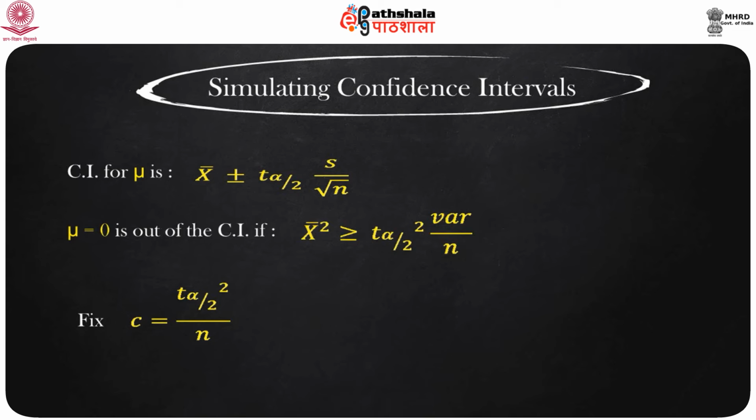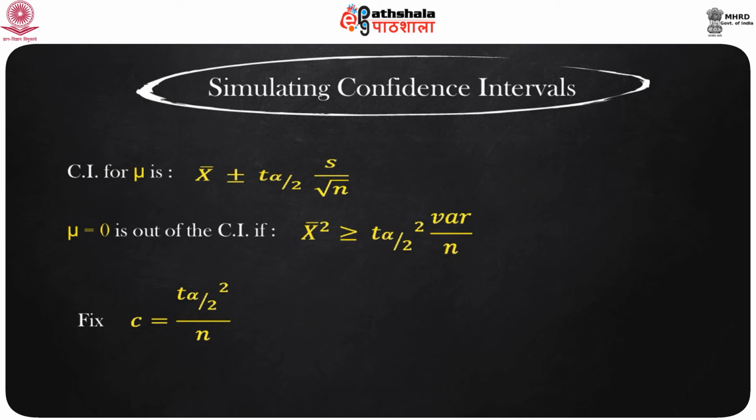Now, since we are dealing with only the case where the parameter mu is out of the interval, we should concentrate on this condition only. The condition we have just stated is x bar square is greater or equal to t alpha by 2 square into variance by n. So, let us think of how to minimize our effort. Here mu is equal to 0 always, so we are putting that here. Now, x bar will vary with the varying sample, so we cannot fix it, and also the variance will vary as we draw a new sample.